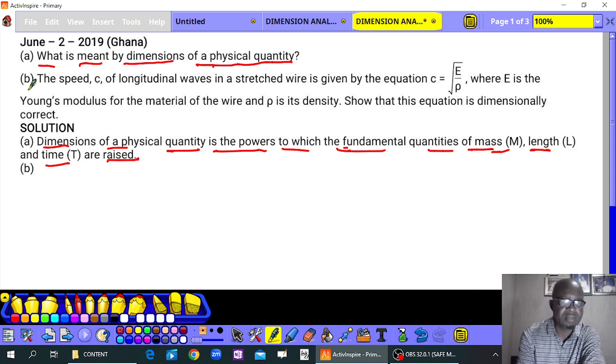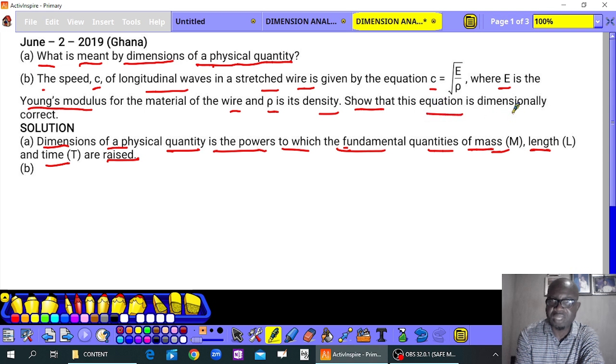The second question, B, says the speed c of longitudinal waves in a stretched wire is given by the equation c equals the square root of E over rho, where E is the Young's modulus for the material of the wire and rho is its density. Show that the equation is dimensionally correct.